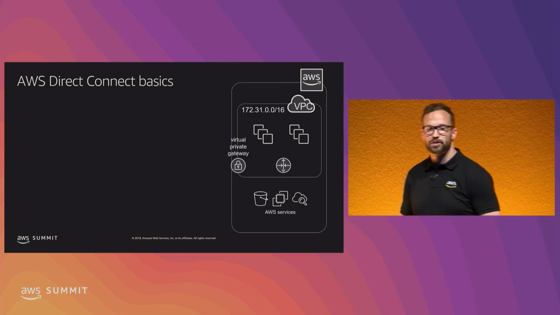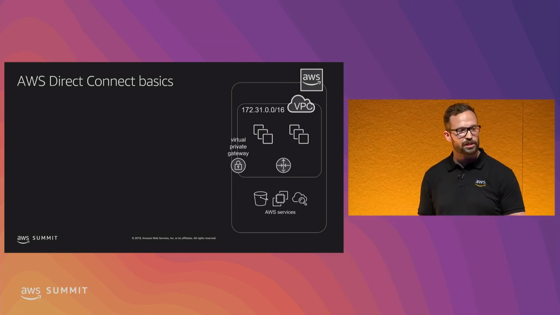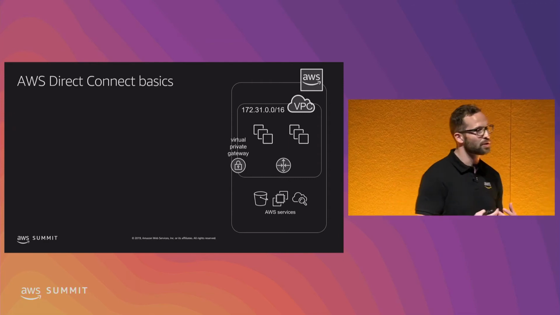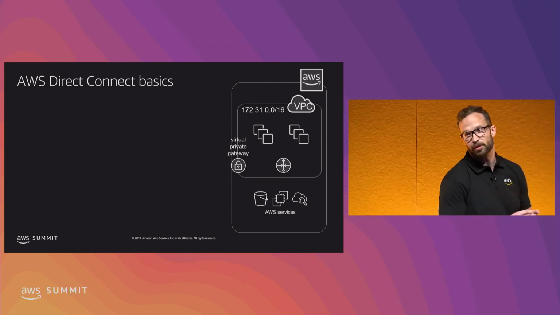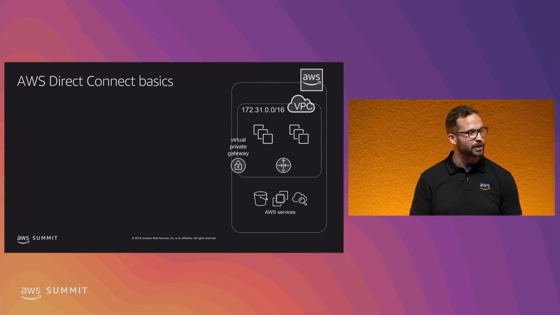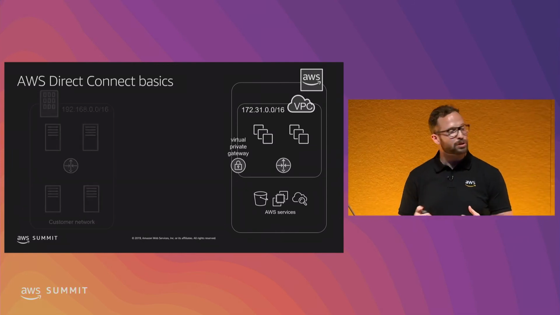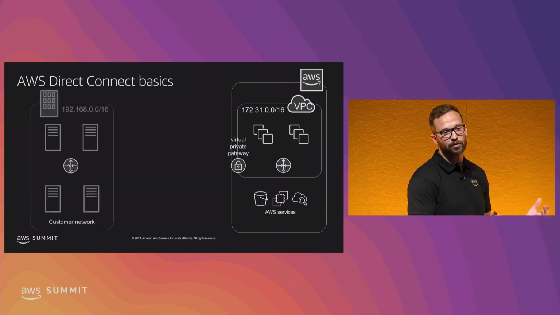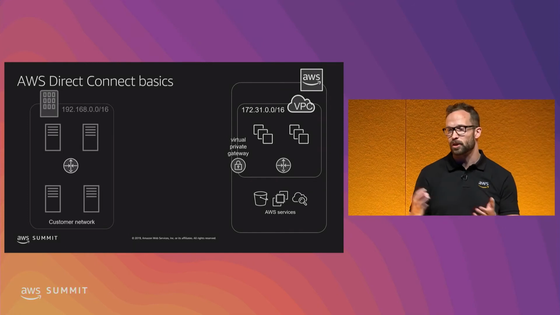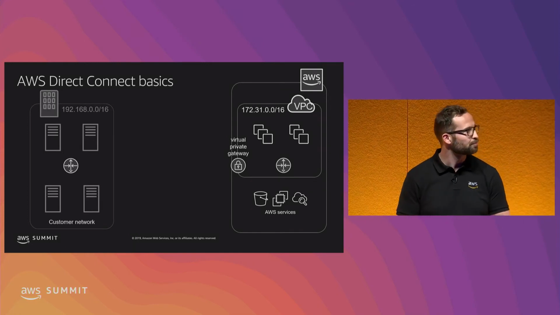But outside of that VPC, that private environment, we have other services. These services are managed services that live on the AWS public address space. These are things like S3, DynamoDB, CloudWatch for monitoring. All those services are outside of your VPC. And now we want to use Direct Connect to connect from our on-premise environment both to our private VPC, but also to some of those services that are on the public address space.